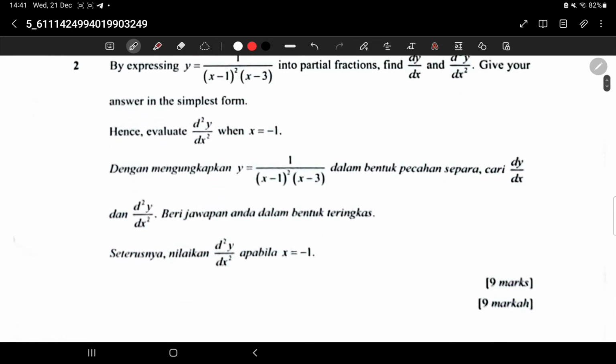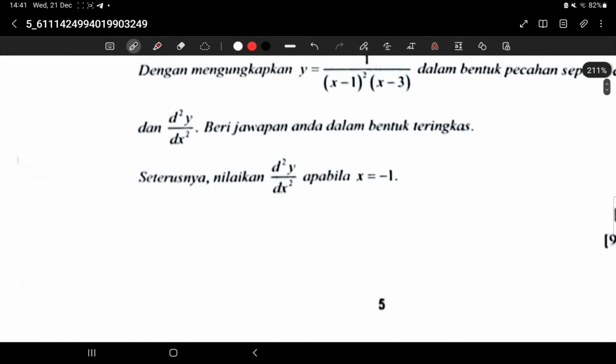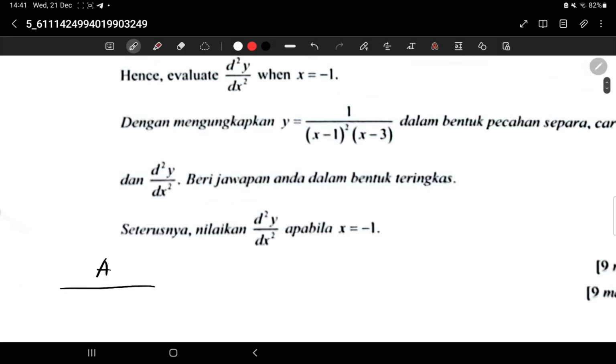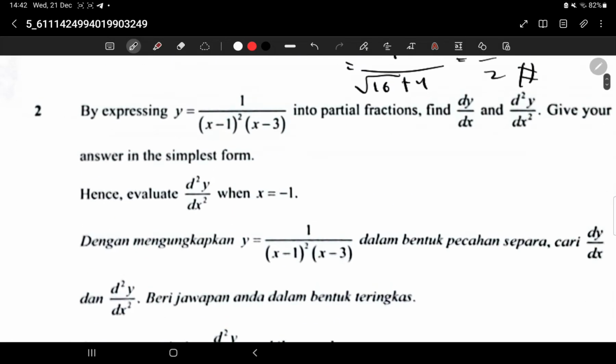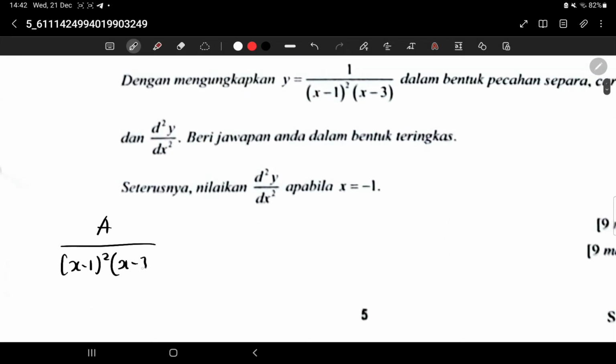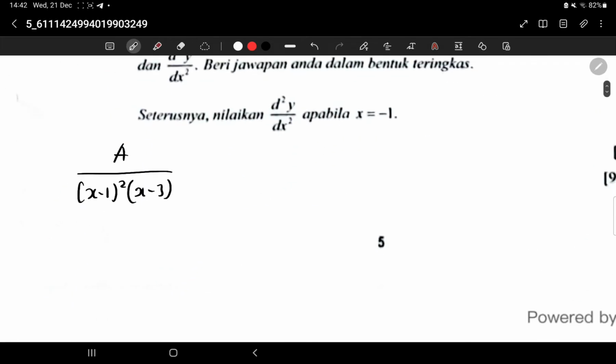Now for question 2, first we are going to express it in partial fractions. So a over x minus 1 squared and x minus 3. We know this is a linear, this is a linear, and this is like a multiplicity. No, I should not say that. I am very sorry, everyone. Oh, sorry, it's not a, it's 1.